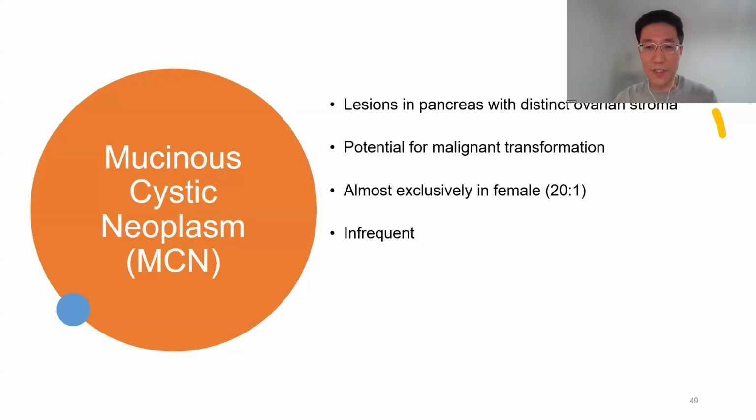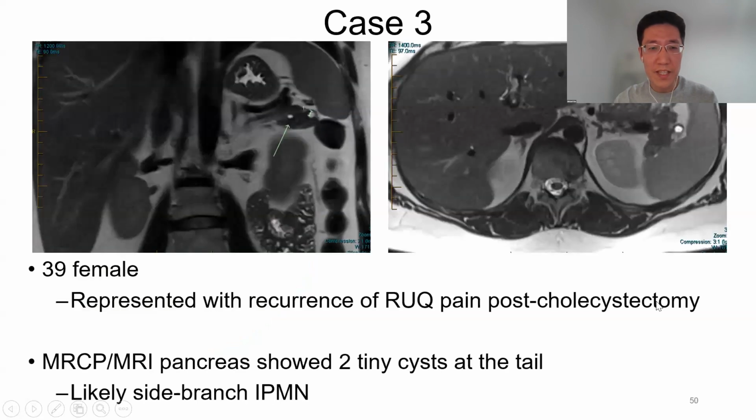So it's almost exclusively in females. So if you see it in a male, that's very, very rare. But luckily, it is very infrequent. And they have potential for malignant transformation in these types of lesions.